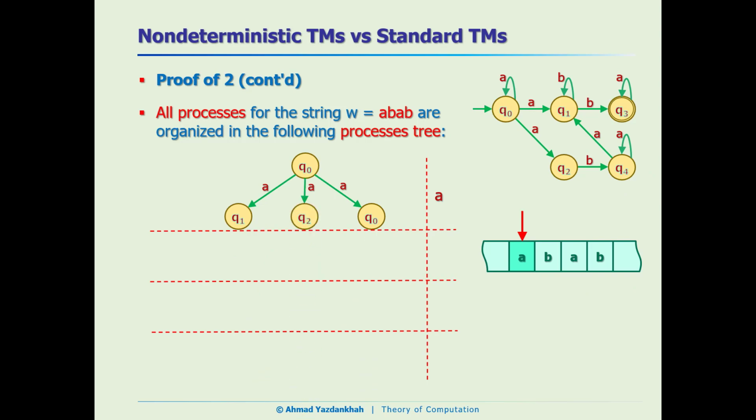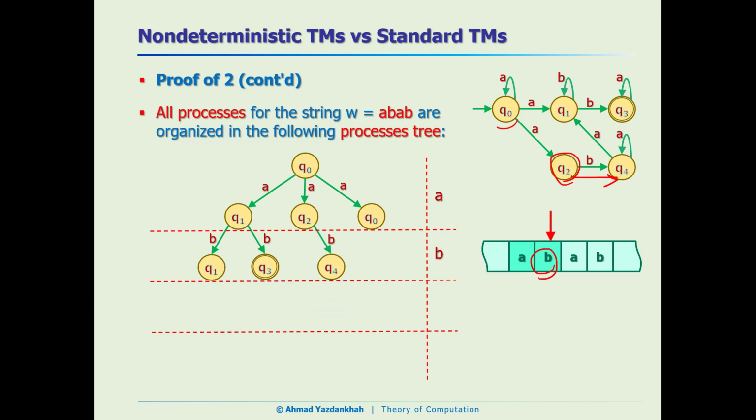For all of them, the A is consumed and the cursor will move to the right. How about the B? We need to calculate for every process separately. We are here, Q1 with B. One possibility is to stay on Q1, one possibility is to go to Q3. Okay, how about Q2? For Q2 and B, we have only one possibility, go to Q4.